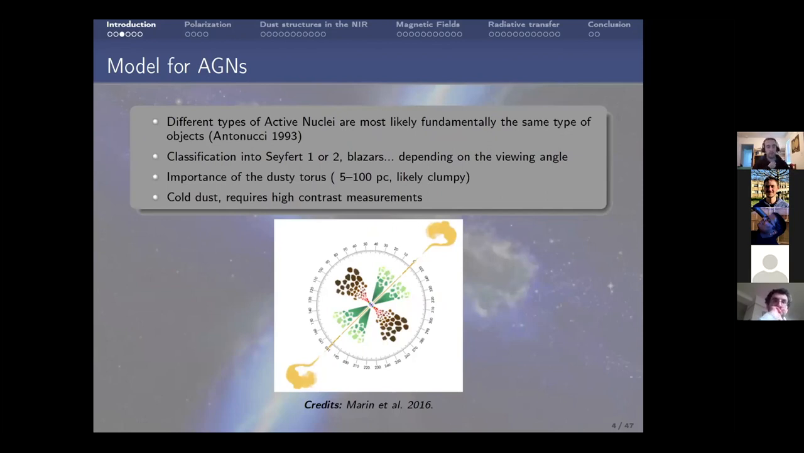The part I'm more interested in is the brown part, which is optically thick material, which is not very hot and not very luminous, but we can try to detect that in the near infrared and in the far infrared.